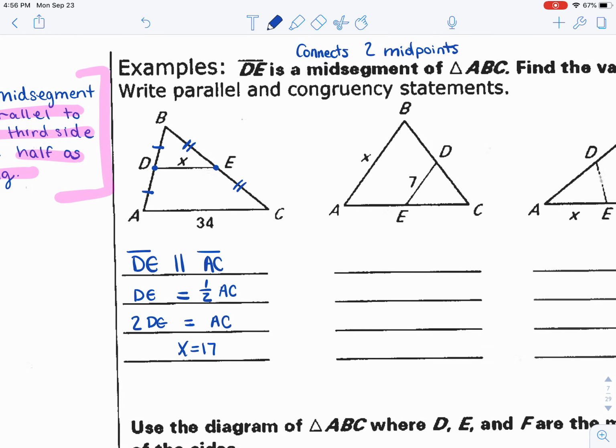DE is still our midsegment. D is the midpoint of BC. We can show that D is the midpoint by putting tick marks on either side. If DE is our midsegment, then E is the midpoint of AC. We're going to show that E is a midpoint by putting 2 tick marks on either side. So our theorem tells us that this midsegment, DE, is parallel to the third side. In this triangle, the third side is AB.